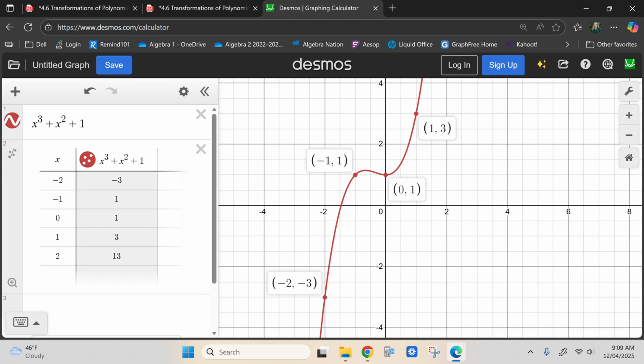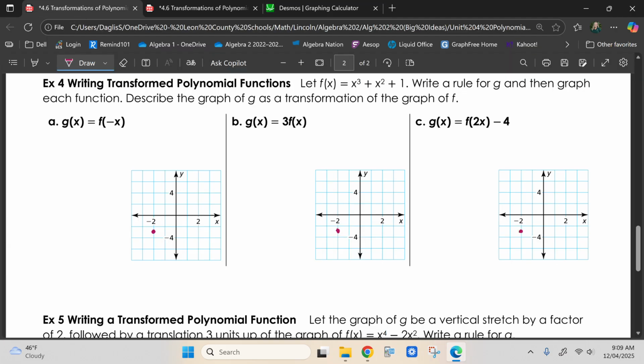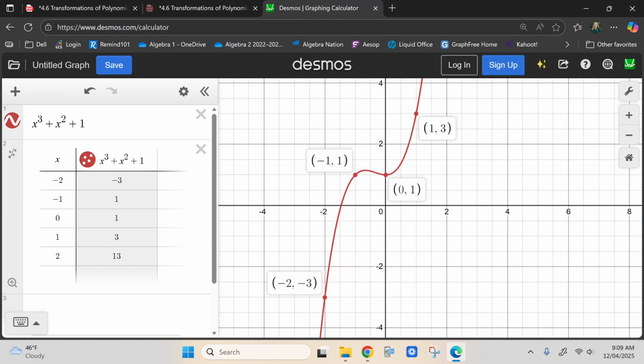Then it was, what was it? -1, +1. And 0, 1. And then what was it? 2, 3 or 1, 3?